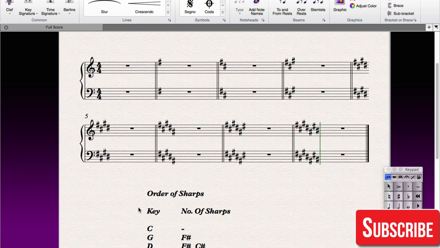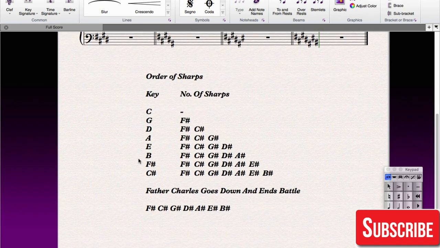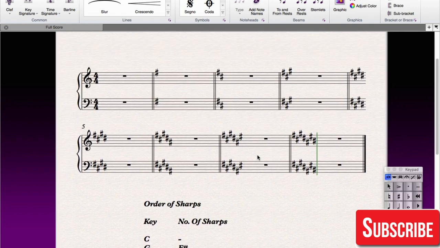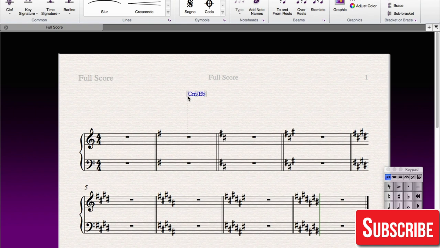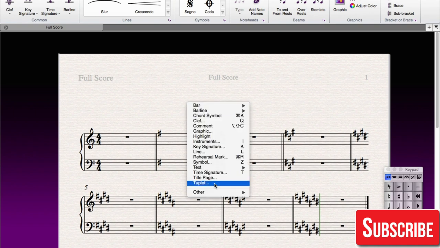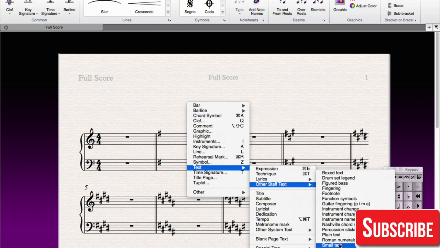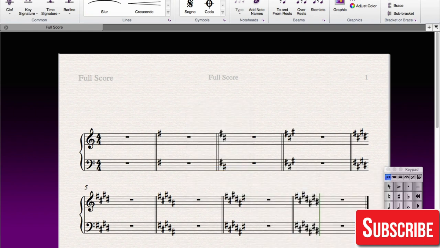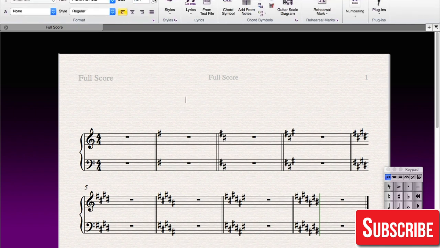So I've created already some key signatures, but I haven't labeled them. So obviously we have our table here with the keys and the number of sharps. So what I want to see is how I can use that order of sharps. Let me just write it down here again at the top so that you guys can see what's happening. I'm just going to increase the text font here, and I'll make it bold and italic, right? So let's write that again: Father Charles goes down and ends battle. So this is our order of sharps.